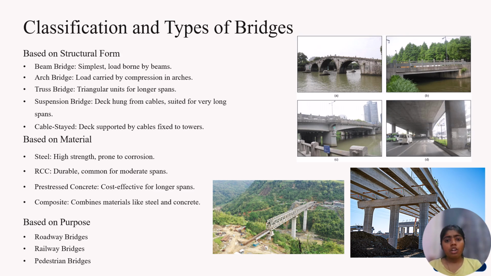Next, let's move on to classification based on purpose. Bridges are also made according to a purpose. So let's understand the purposes: first is roadway bridge, railway bridge, and pedestrian bridge. Let's start with the roadway bridge. What is the purpose of a roadway bridge?